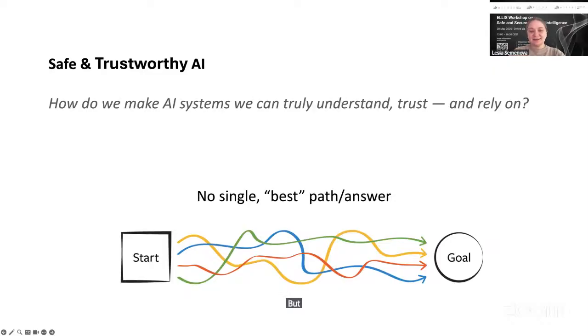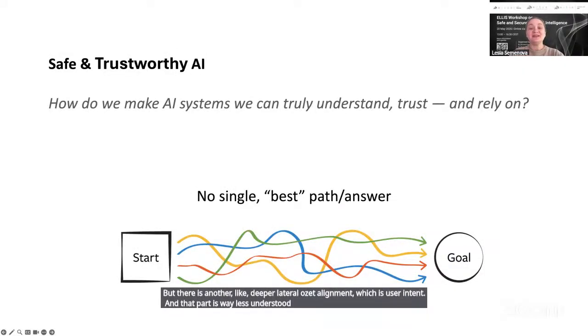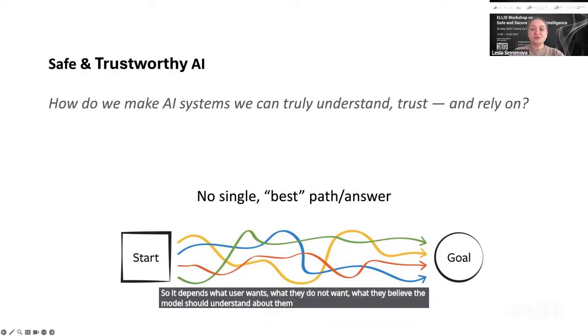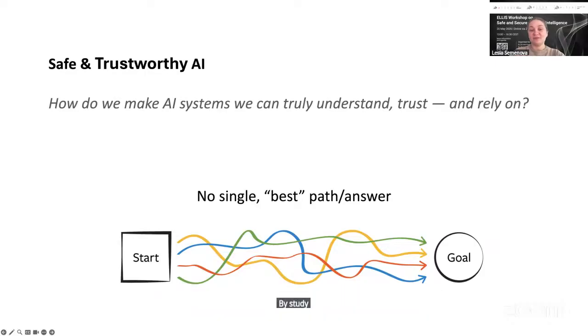But there is another, deeper level of that alignment, less understood. And that's where things get interesting because it's extremely contextual. It depends on what the user wants, what they do not want, and what they believe the model should understand about them. One side of my work focuses on how we can make these AI models not only safer in general, but also responsive to intent, by studying the diversity of different paths that an AI system or ML model can take to achieve some specific goal.